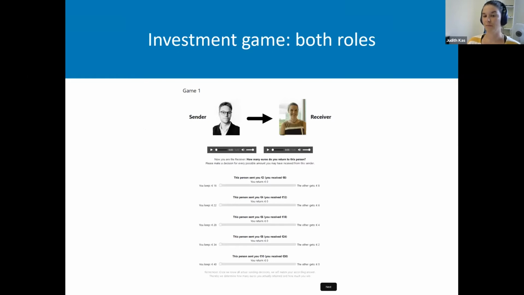So that means, if I'm playing with Merlin, but Merlin may not at all yet have finished the survey, then we don't know how much he sent me. So instead of asking me, in this case, the receiver, if Merlin sends you 4, how much would you like to return? We ask, okay, so this person sent you €2, how much would you then like to return? And if this person sends you 4, how much would you like to return? So based on this, we can later on match the real decisions.